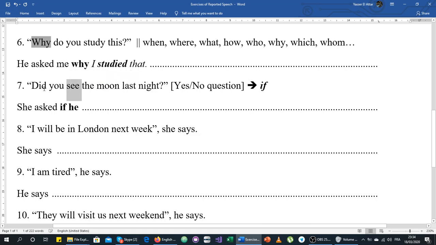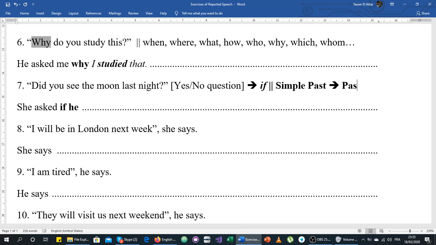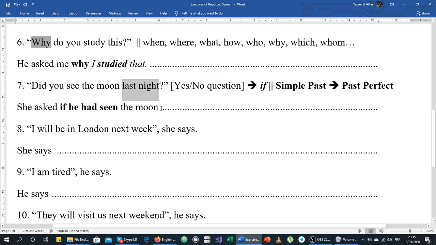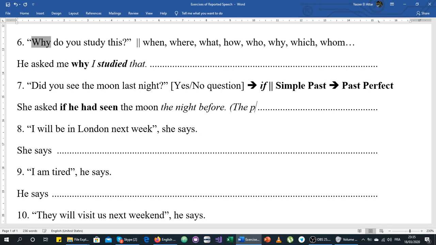Here we have did you see, which is the simple past. And the simple past, what does it change to? Let's put this one here. The simple past changes to the past perfect. The past perfect of the verb see is had seen. And we continue. The moon, but here we have last night. Last night becomes the night before. You might find in other cases something like the previous night. Both of them are correct.